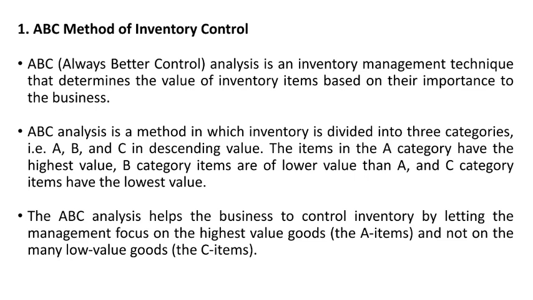The ABC analysis is a method in which inventory is divided into three categories: A, B, C in descending value.